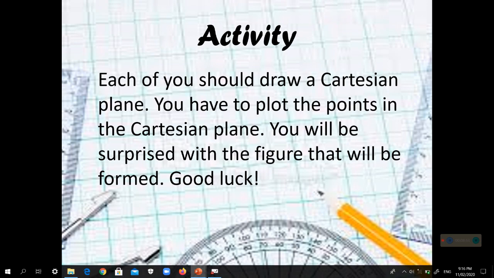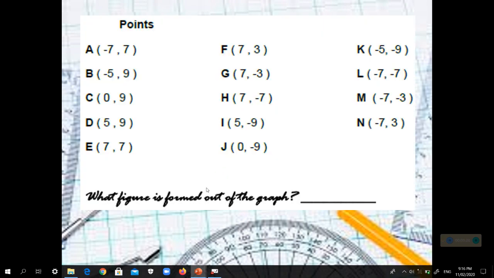So for our activity, each of you should draw a Cartesian plane. Okay? So I hope it is clear to you what is the physical characteristic of a Cartesian plane. We have the x-axis, the y-axis, then we have the positive numbers and negative numbers. I hope you understand where you're going to write the positive numbers and the negative numbers. And then, you have to plot the points in the Cartesian plane. You will be surprised with the figure that will be formed. Good luck! So, here are the ordered pairs.